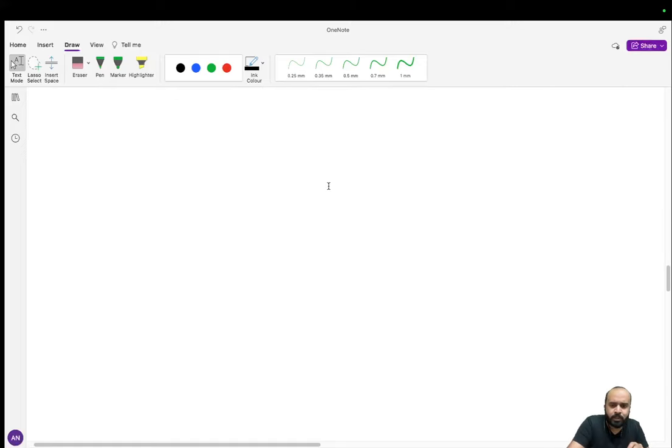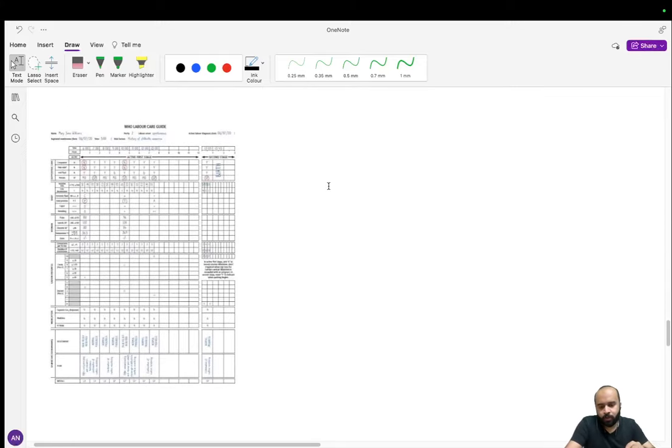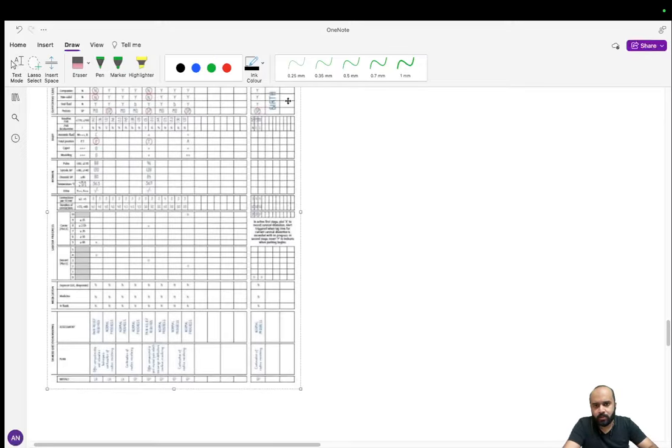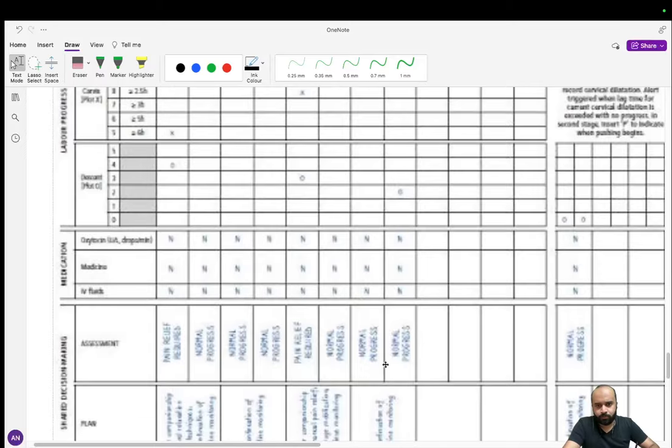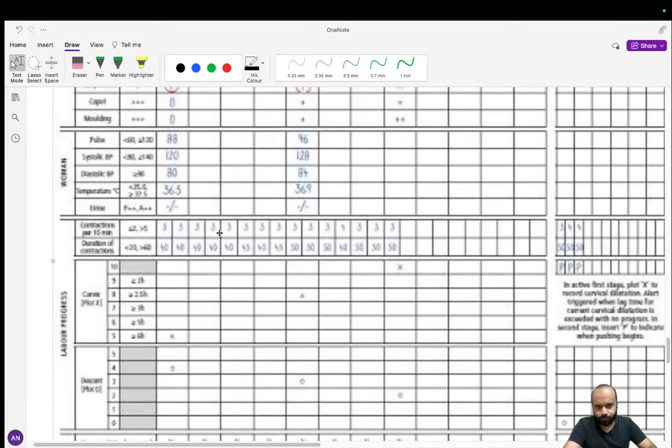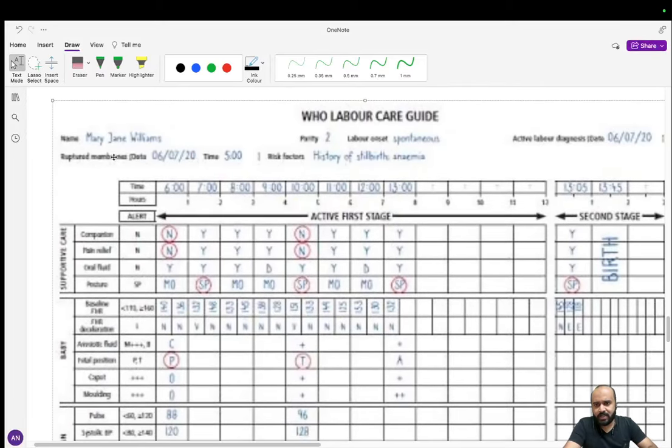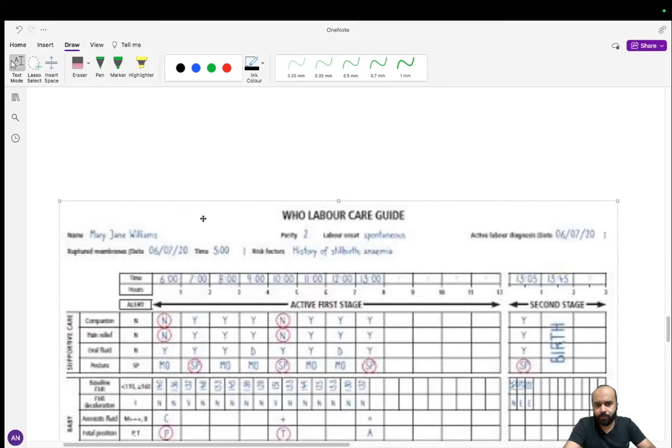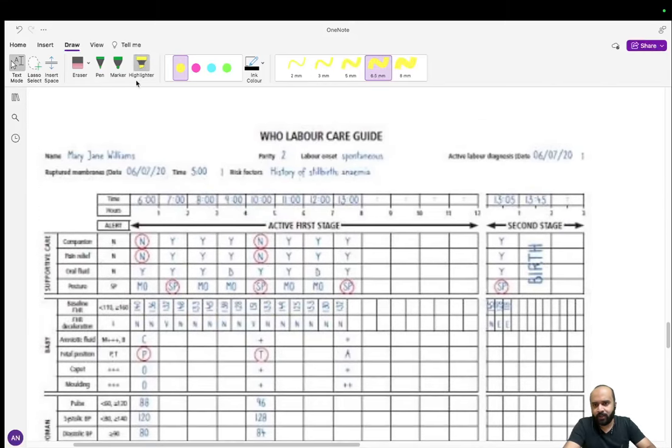Now there is an example chart that I have taken over here. This is a good example that I have. I'll just enlarge this size. So over here you can see that they have made an example of the labor care guide where they have written the name Mary Jane Williams. She's para 2. Her labor onset was spontaneous, it was not induced.